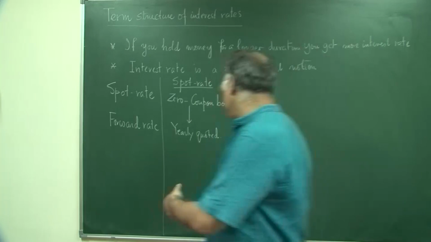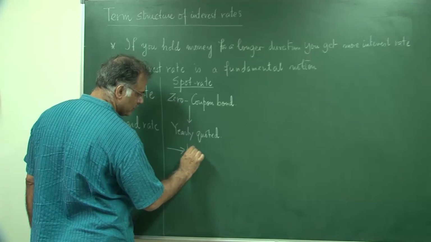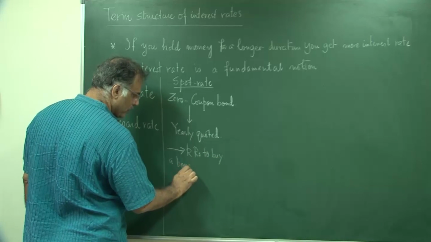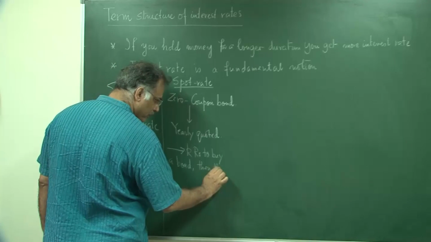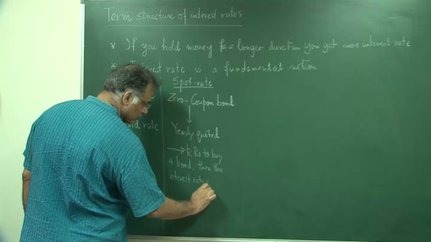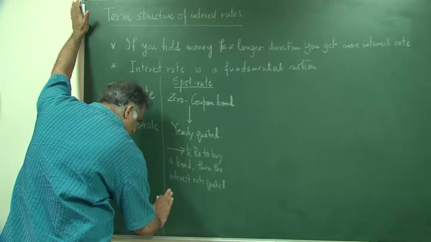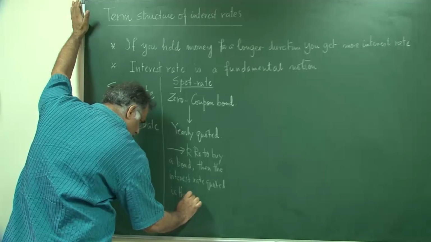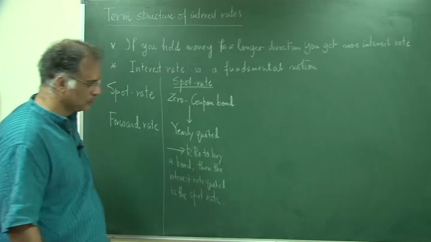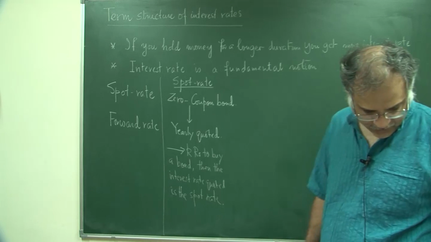So what is a spot rate? You come with some amount of money, say some k rupees, to buy a bond from me, then the interest rate quoted is the spot rate. Now, how do I compute spot rates? That's very important.